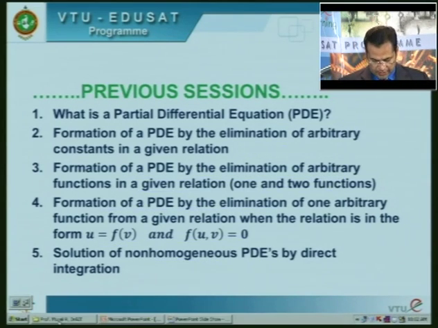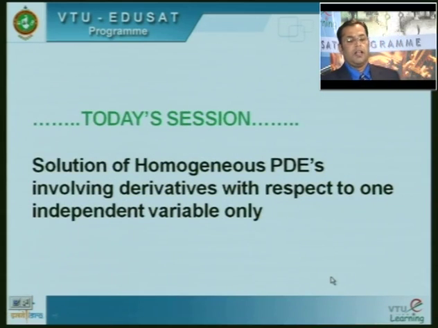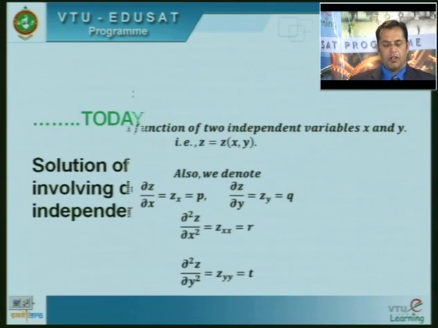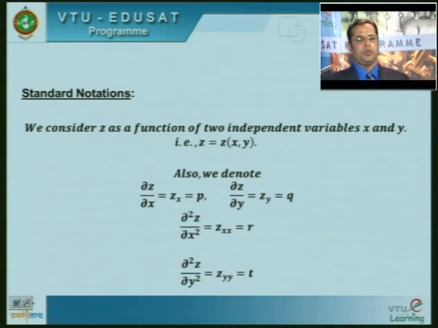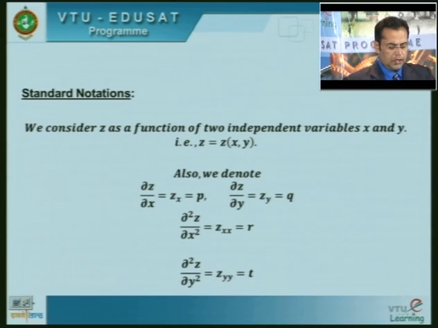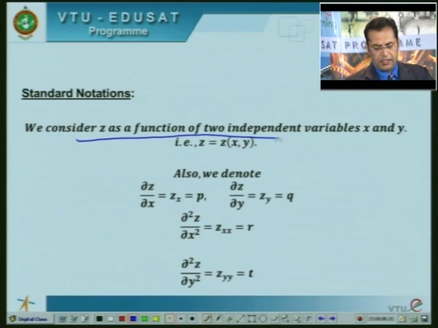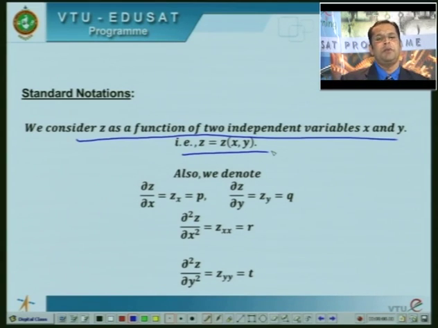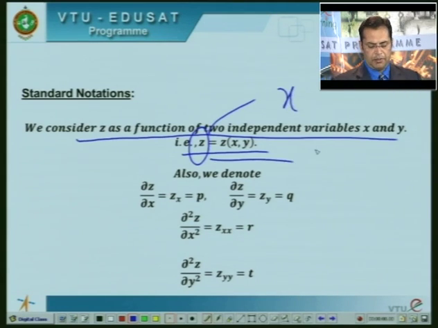Friends, in today's session, we will be looking into the solution of homogeneous PDEs involving derivatives with respect to one independent variable only. Before we see what such a differential equation is, let us go through our standard notations again. We will consider z to be a function of the independent variables x and y. This is the assumption by default. Maybe in some examples the independent variables may change and also the dependent variable may change, but in general we assume z to be the dependent variable which depends on the variables x and y.